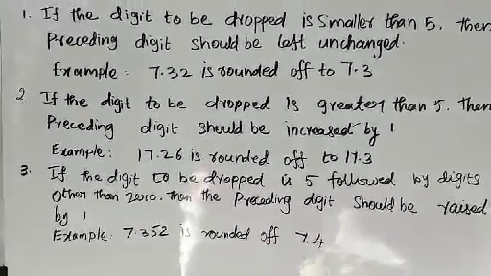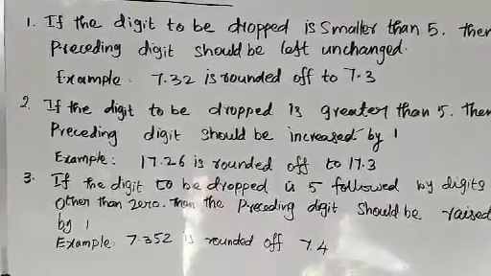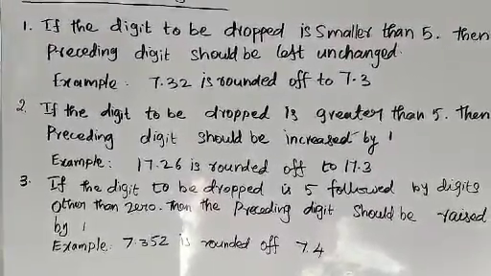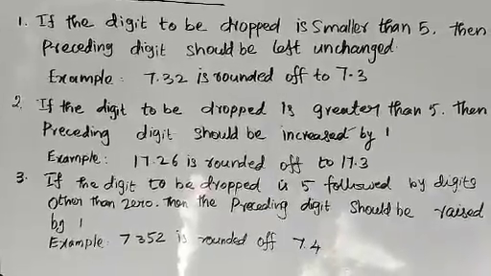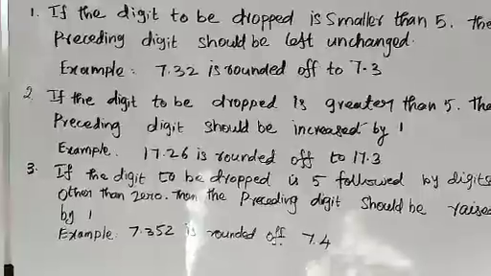Example, 17.352, the 5 followed by 2, other than 0, the rounded off value is 17.4.